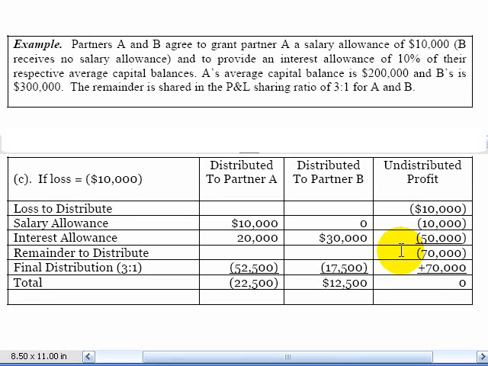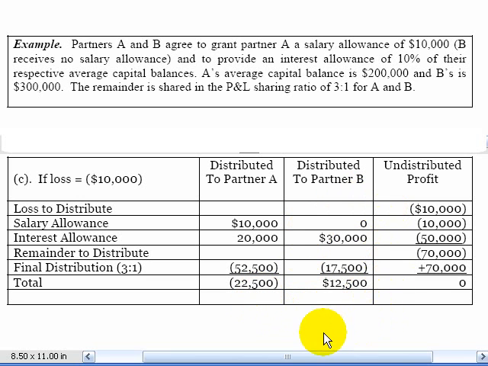This $70,000 is divided up according to the P&L sharing ratio, and 3/4 is charged to partner A, and 1/4 is charged to partner B. When all the dust settles, we find that partner B's capital account actually increases by $12,500, while partner A's decreases by $22,500. As far as partner B is concerned, it's as if there was actually a profit in the business, and partner A is obviously being charged for much more than the loss that was incurred during the period.